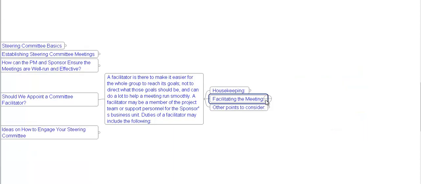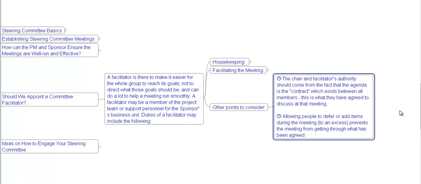Other points to consider. The chair and facilitator's authority should come from the fact that the agenda is the contract which exists between all members. This is what they have agreed to discuss at the meeting. Allow people to differ and add items during the meeting, but not to excess, to prevent the meeting from getting through what has been agreed.